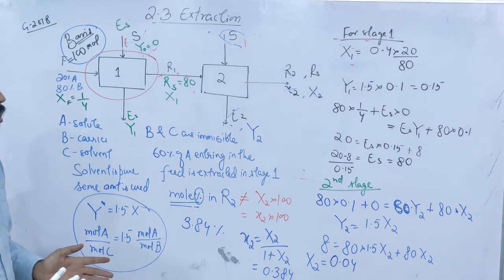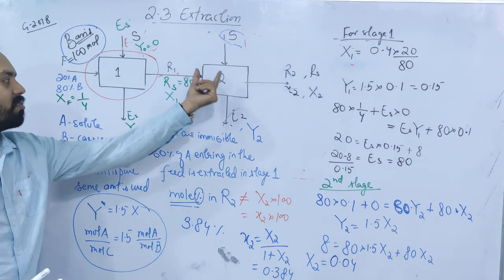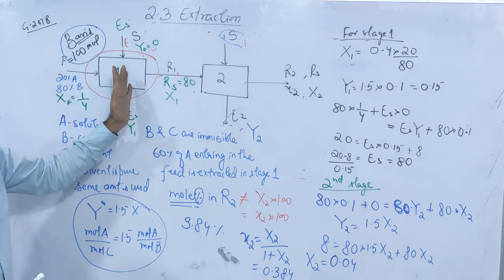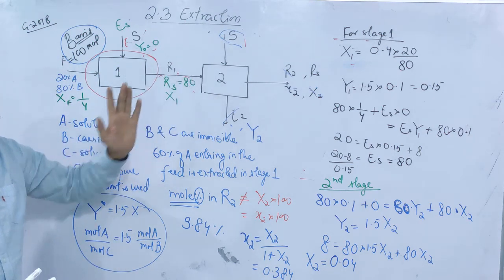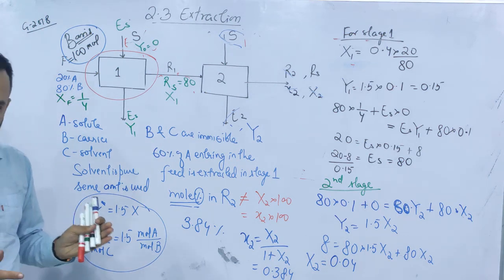Right? There should be no confusion. You should not say that there is 60% extraction here, so there will be 60% extraction here. As I explained in the graph, more extraction takes place in the first stage and less extraction takes place in the second stage. Okay? So, that was the explanation for this problem.